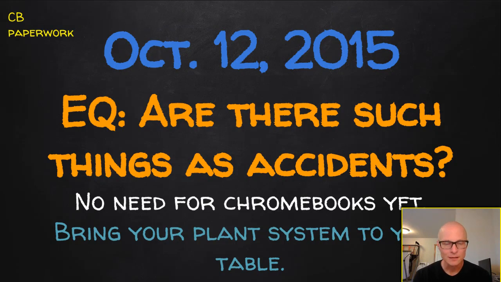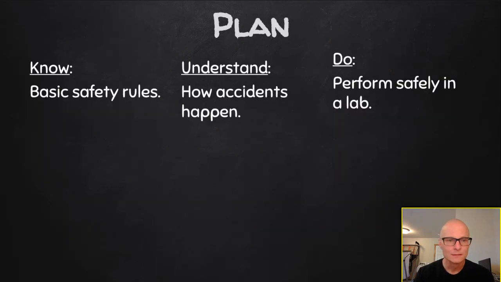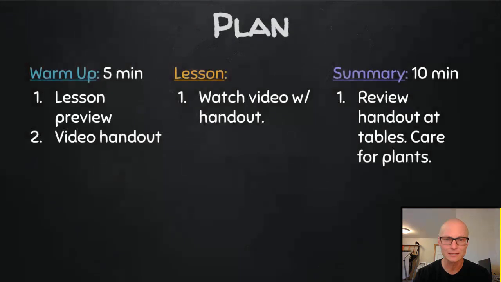Essential question. Are there such things as accidents? A great question. This leads us into lab safety. Basic safety rules is what we want to know. We want to understand how accidents happen, and we want to be able to perform safely in a lab.